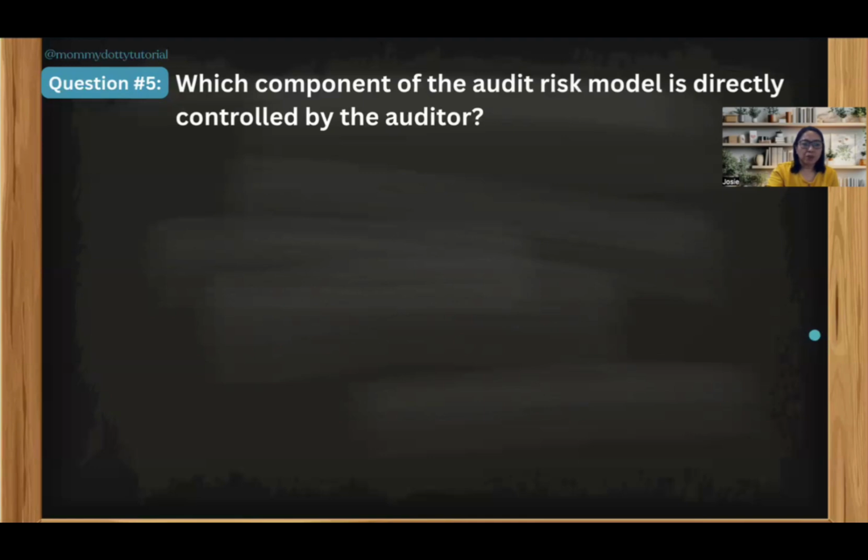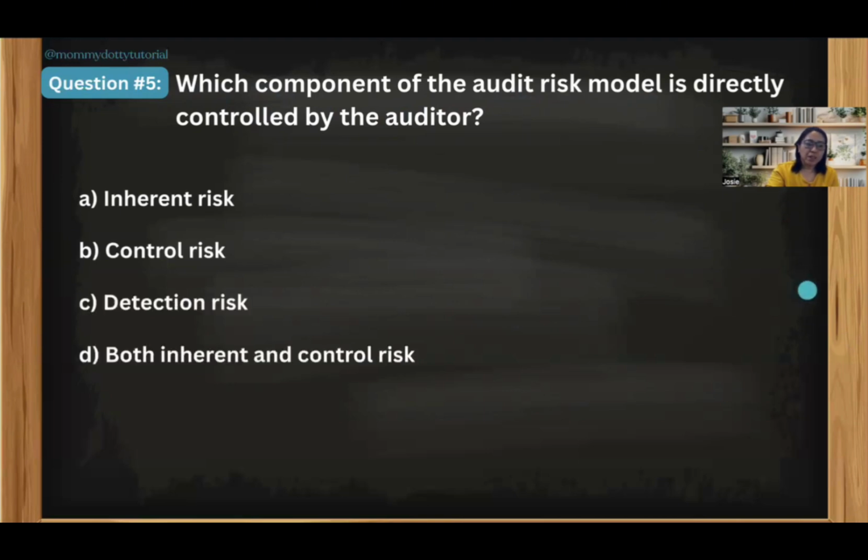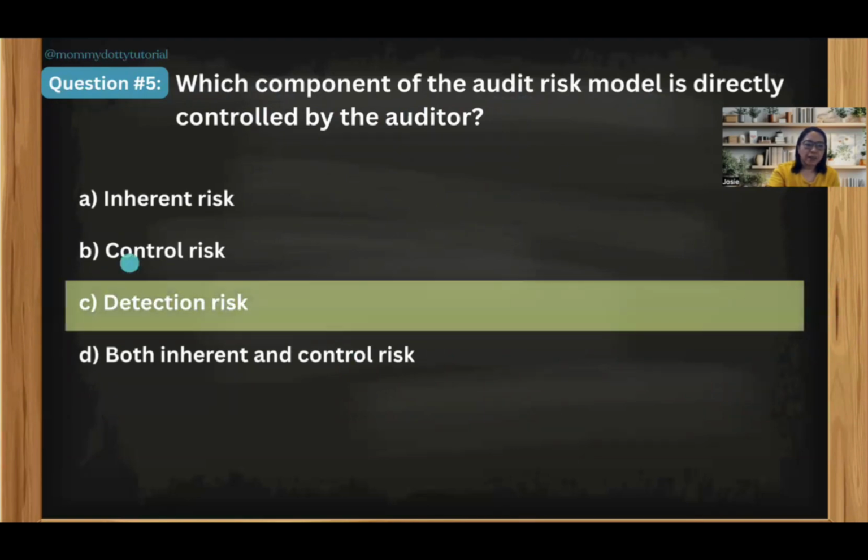Okay, question number 5. Which component of the audit risk model is directly controlled by the auditor? Okay. So this is very easy. Component of audit risk. So what are those components, no? Inherent risk, control risk, detection risk, both inherent and control risk. Okay, you may pause the video so you can think. The correct answer is letter C. I've been explaining for the whole time. Detection risk is the only risk that can be controlled by the auditor.